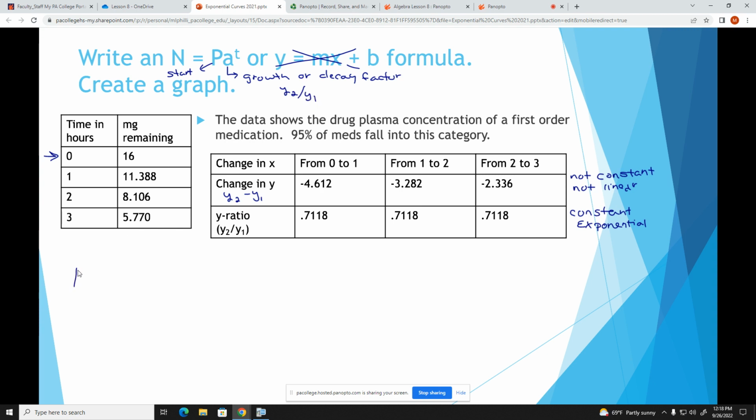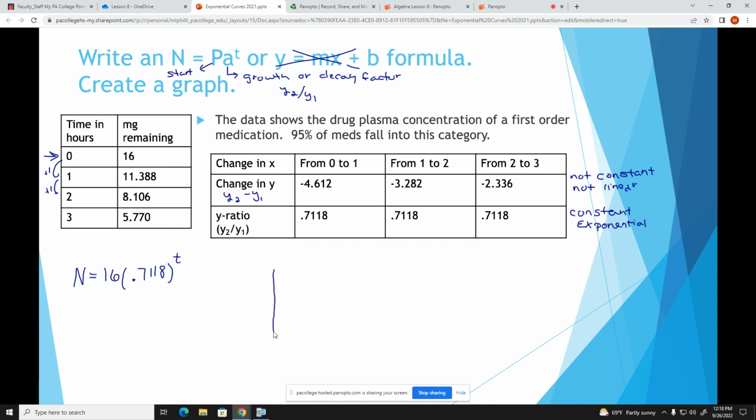So I write N equals starting number of 16, y ratio of 0.7118, exponent of t. Now, based on my experience of writing a previous NPAT formula, I am going to look if I need to adjust the time. And so I look at the time, and this is a +1, +1. And so I do not need to divide the time. This formula should work perfectly to model my data. So I'm going to go and create that.